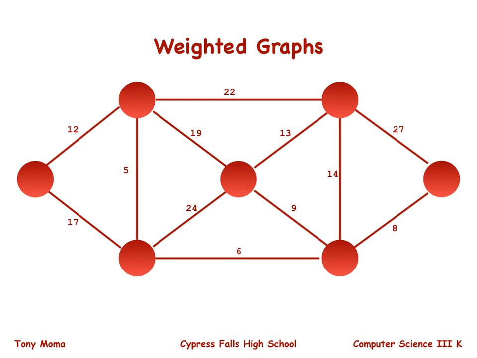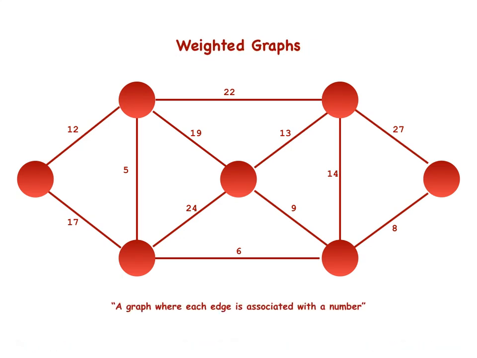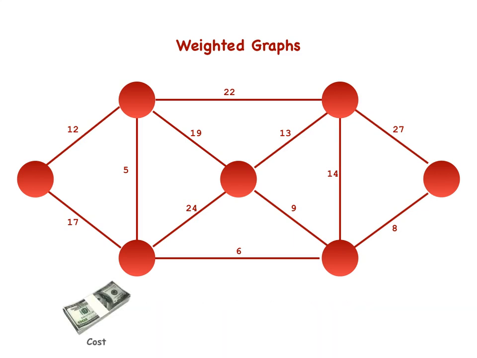Weighted graphs. As mentioned in a previous video, a weighted graph is a graph where each edge is associated with a number. However, do not think of the weight as a number that describes the edge. Instead, think of the weight as a number that describes the relationship between the two vertices that are connected by that edge. The relationship can be cost, as in the cost of traveling from one vertex to the other.